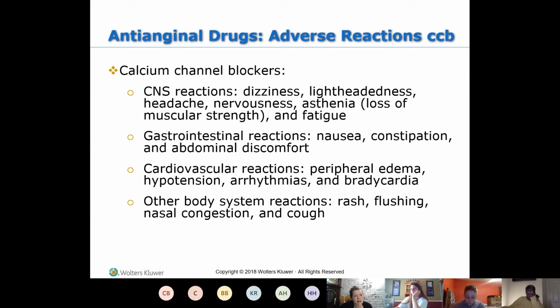All right, side effects of calcium channel blockers are dizziness, lightheadedness, headache, nervousness, loss of muscular strength, and fatigue. Almost all of these meds can cause nausea, constipation, and abdominal discomfort. Sometimes they can cause edema, arrhythmias, and bradycardia, because we're chilling the heart out. We might chill the heart out a little too much, right? We might drop that pressure. And they can always cause rash, flushing, nasal congestion, and cough.